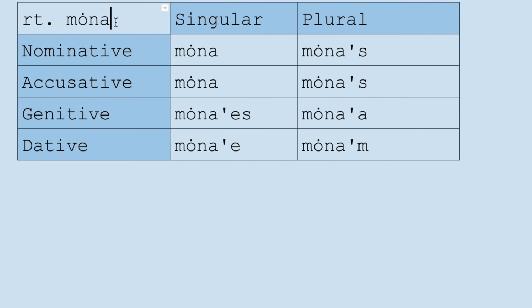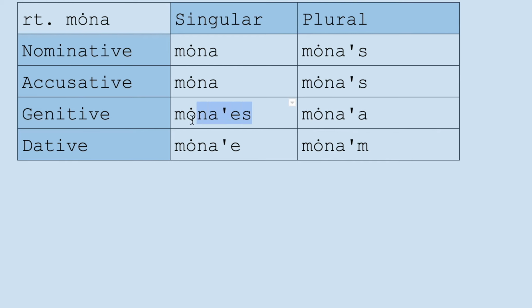Let's move on to another that ends in a vowel. This one ends in A. It's mona. It means moon. Again, these are the same. But how do you think you pronounce this? Monas. Cool, right? And this is also monas.